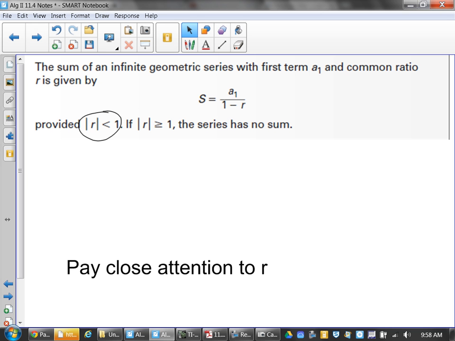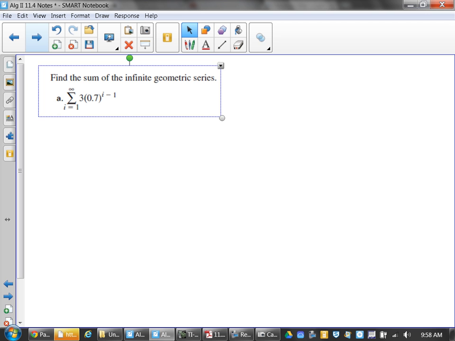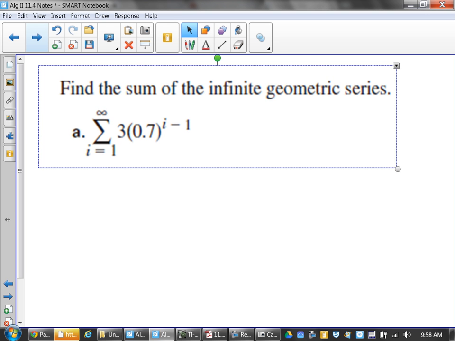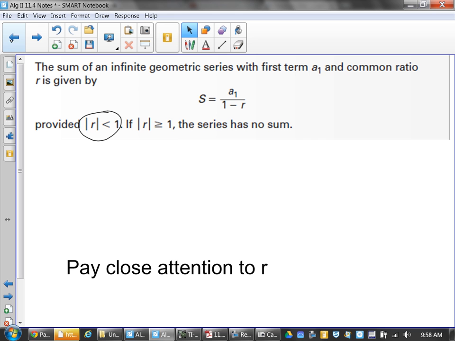Let me show you how it goes. Wait, go back. It's right here. r has to be less than 1. The absolute value of r is less than 1. Otherwise, it doesn't work.